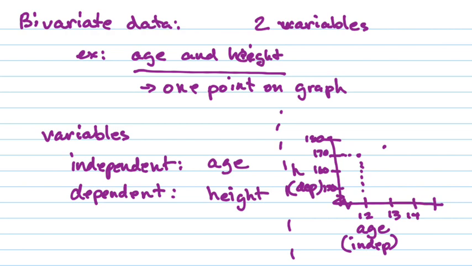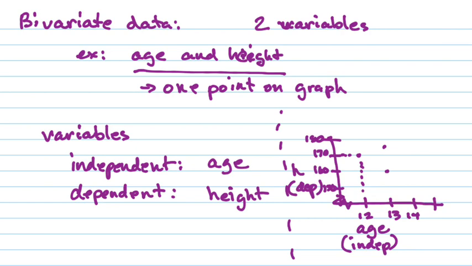And each dot represents one person. What if I had another 13-year-old who was 160? 13, go up to 160 and get another dot. You can have more dots, right? So you see how it works?